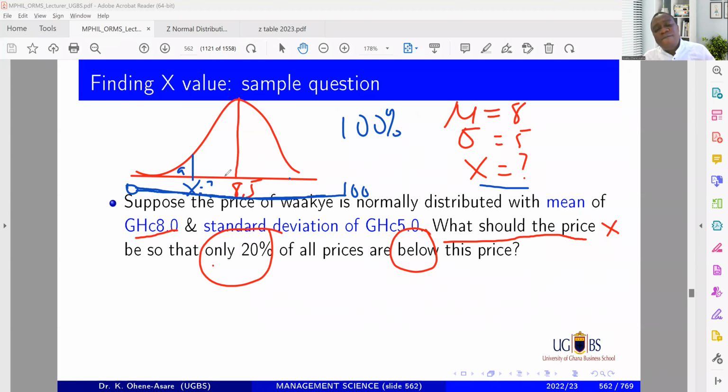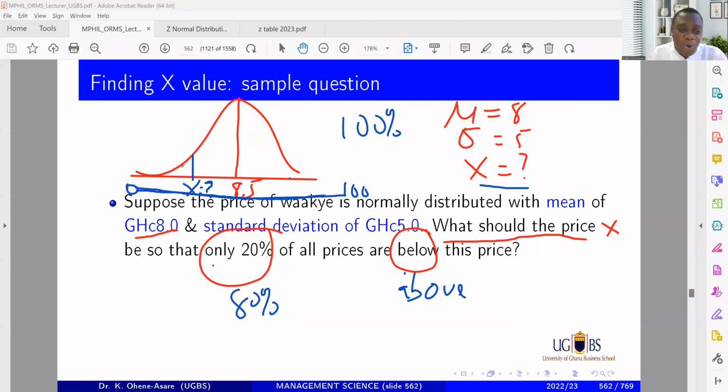Now, if we were looking for areas B and C, he would have said that I want you to tell me the price where 80% of the prices are above this price. It's the same thing. 20% of the prices are below this price is the same as 80% of the prices are above this price. Do you realize that? So this X value with the question mark, we don't know yet. What we know is that 20% of the prices are below it, and 80% of the prices are above it.